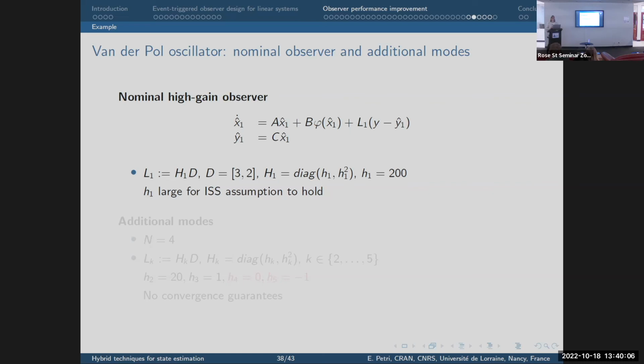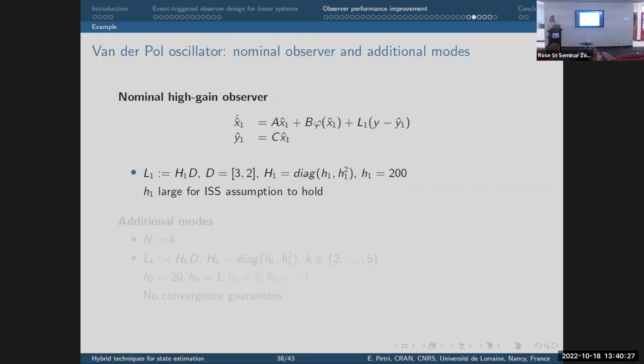And to satisfy an input to state stability property, and so to have guarantees that the estimation error produced by this nominal high gain observer is converging, this high gain design parameter has to be selected really big, equal to 200 in this example. And having this gain so big implies that the estimation error will be really sensitive to measurement noise.